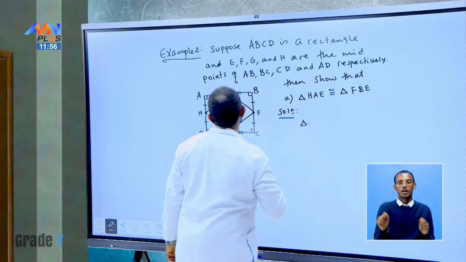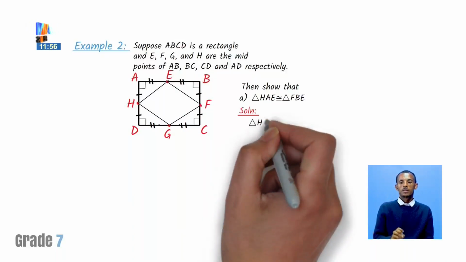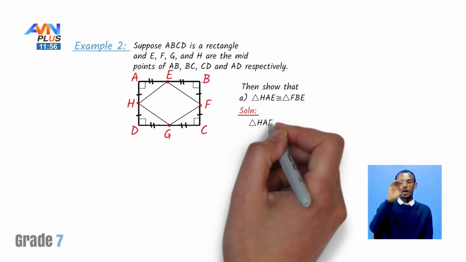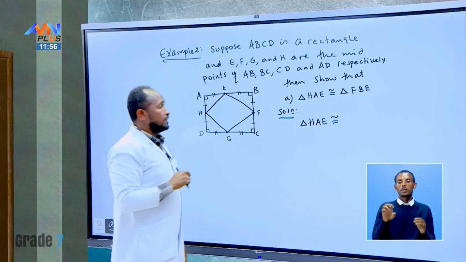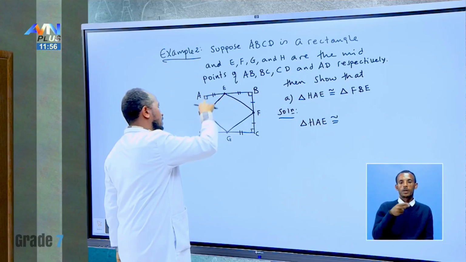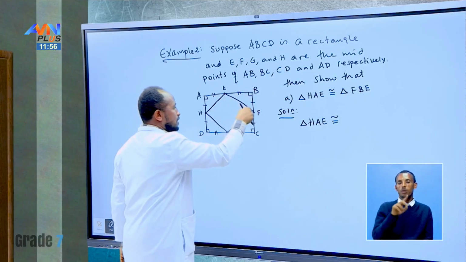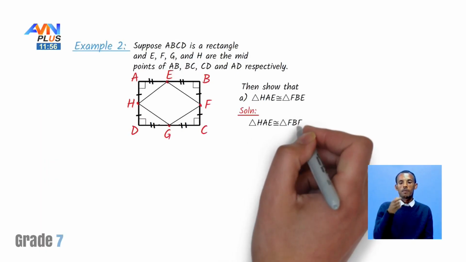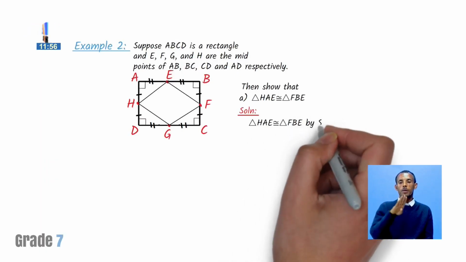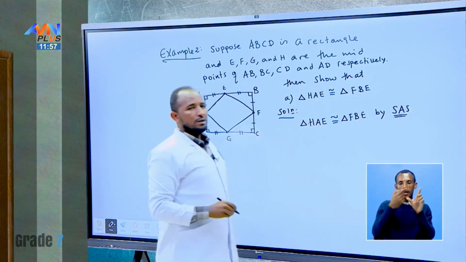Triangle HAE is congruent to triangle FBE. Look at the order: HAE from mark 1 to mark 2. You move in that order for this: 1, 2, 1, 2. So FBE. By which test? Two sides and included angle. That is side angle side congruency test. This will be the answer.